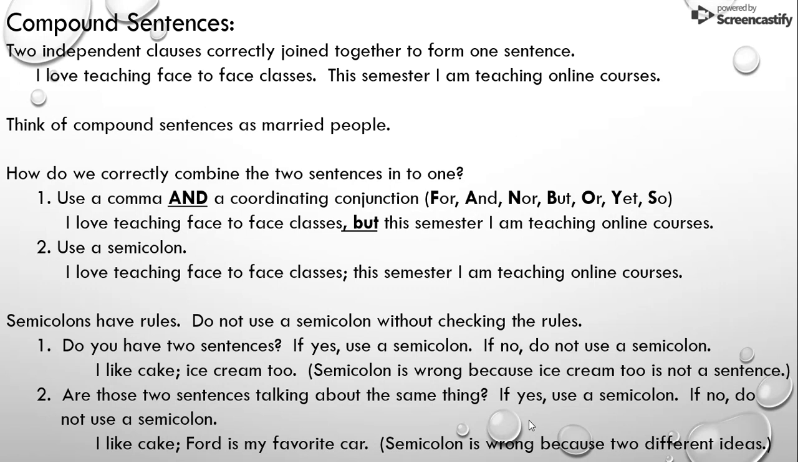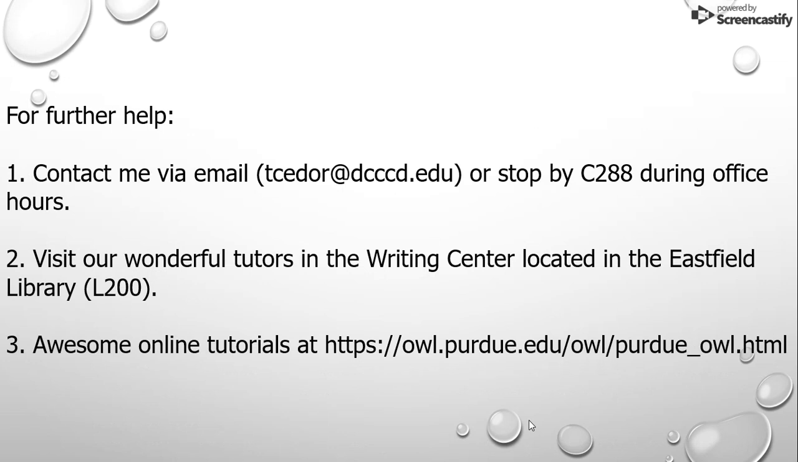So make sure you're following both of these rules. They both have to be answered yes. If you can't answer yes to either one of them, do not use a semicolon. Try using the comma coordinating conjunction, or realize that you may not have two sentences and you can't join these two things together. So that's it for this video.